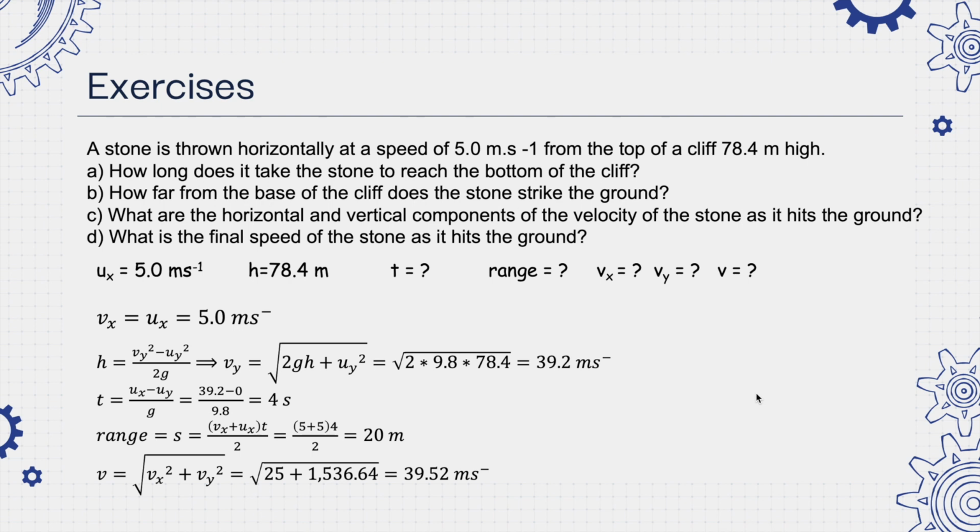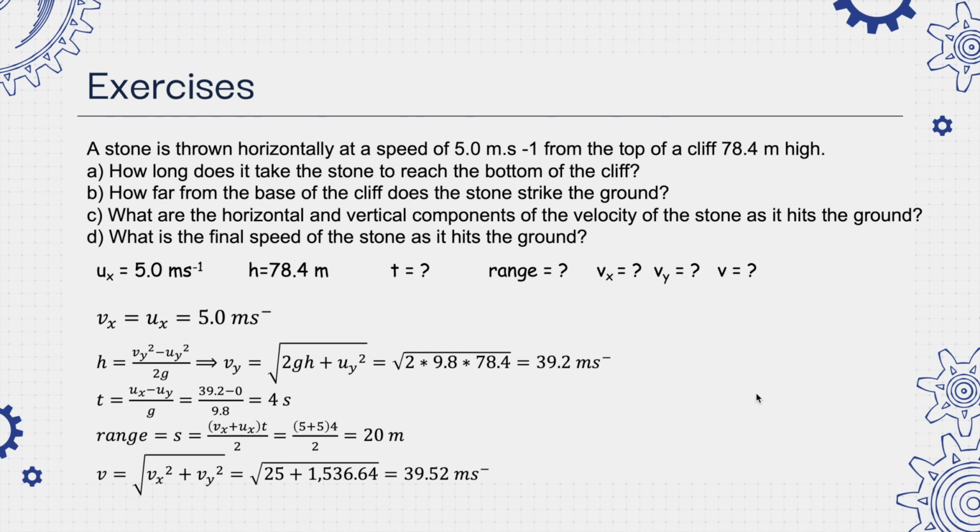I calculated V at the bottom, but we can actually do it now, so it's pretty easy. We just use the Pythagorean theorem. V equals the square root of Vx squared plus Vy squared, and that is equal to 39.52 meters per second.